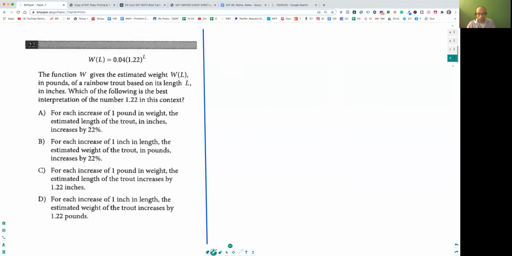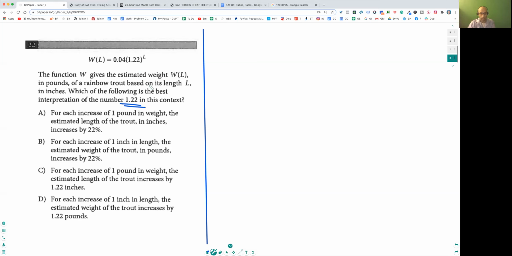Okay, so how do you do this one? Think about it like this: what does this number represent? What does this number 1.22 represent? For every one inch increase in length, what happens to this? First of all, this is an exponential model. Whenever there's an exponential model, the percent numbers are important.